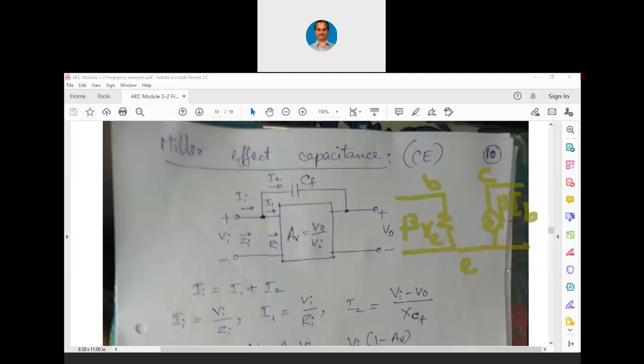Why? We completely ignored the internal capacitances that are there between base and collector. I will draw a transistor diagram here, where the collector is a large region. Now this is base, this is collector, and this is emitter.